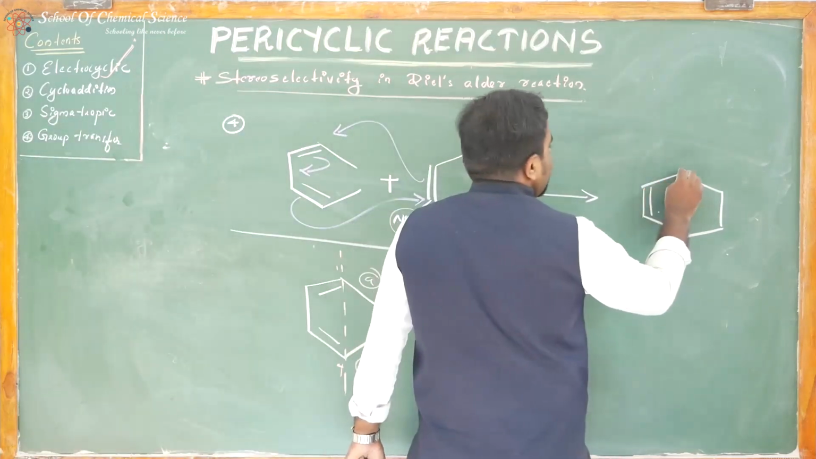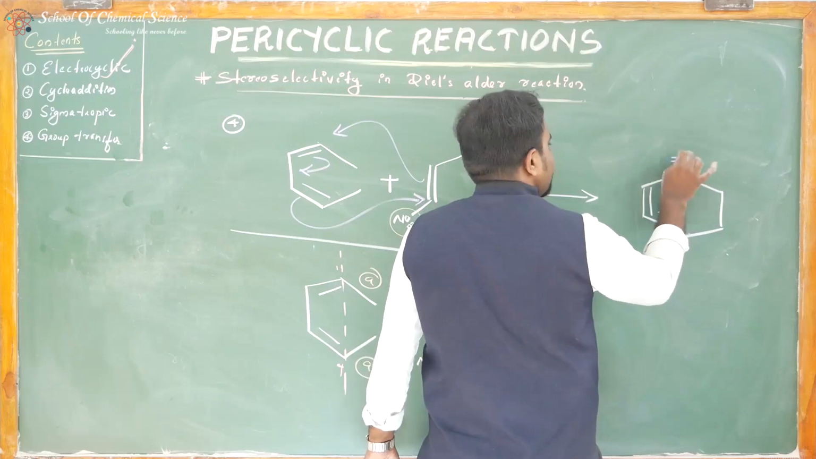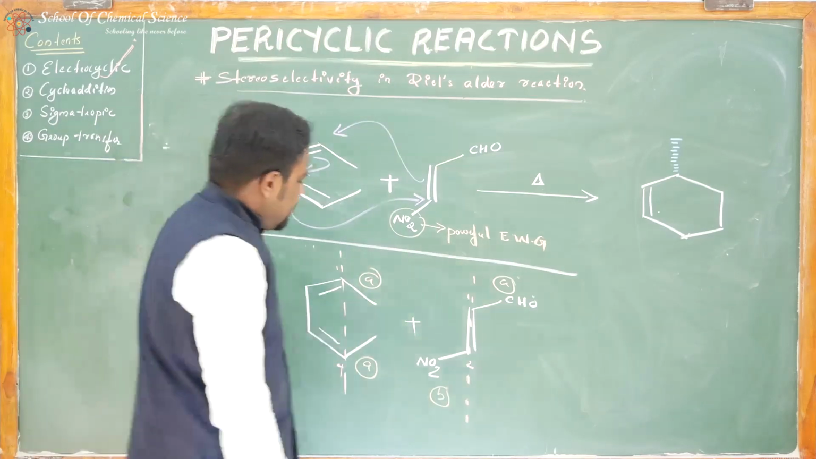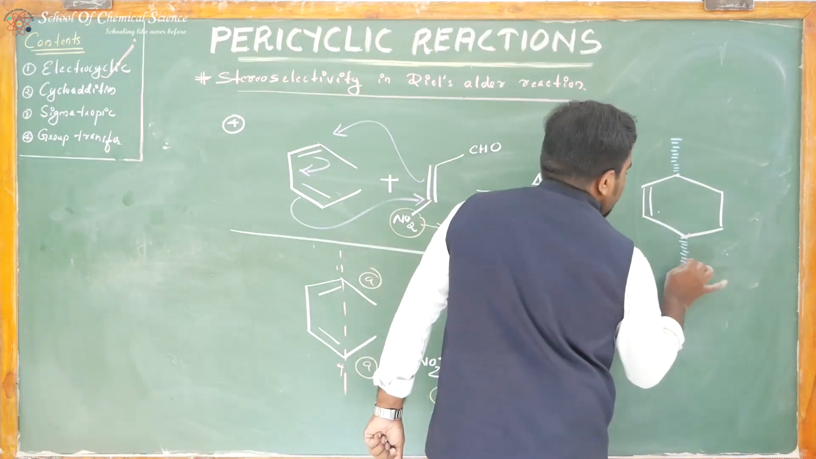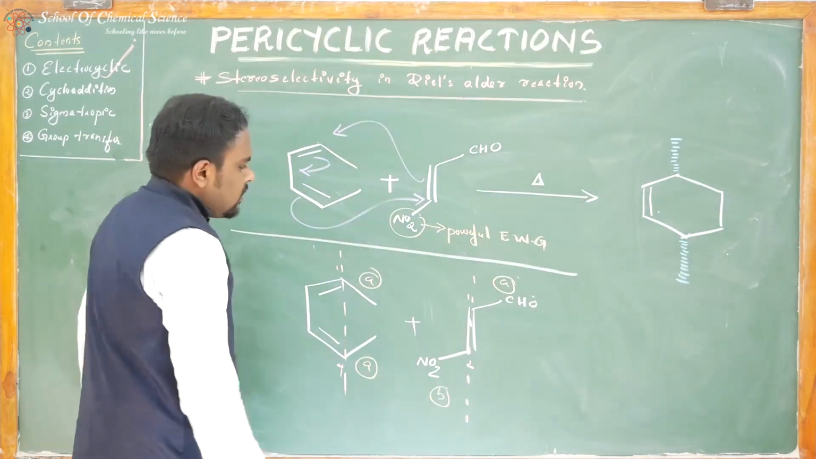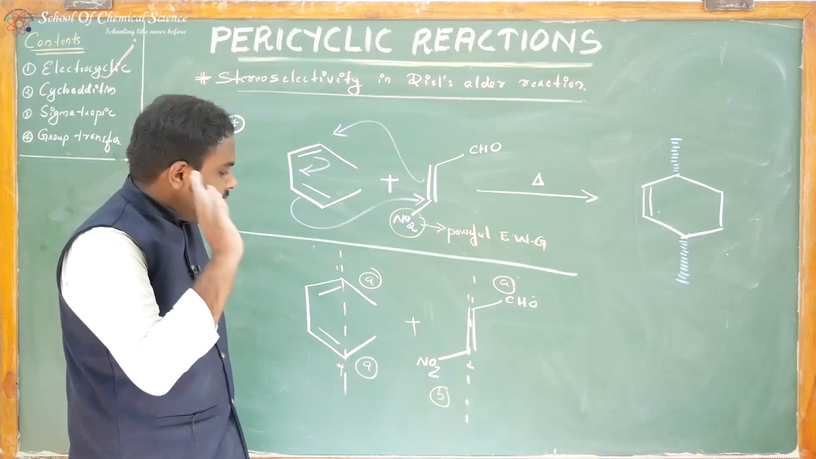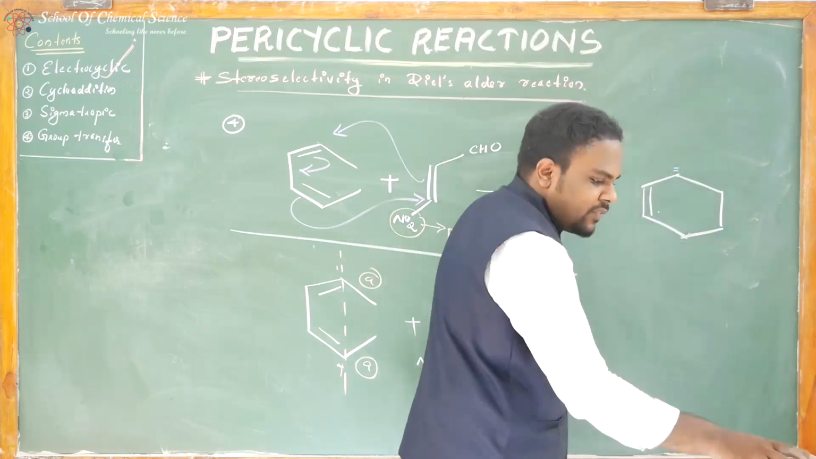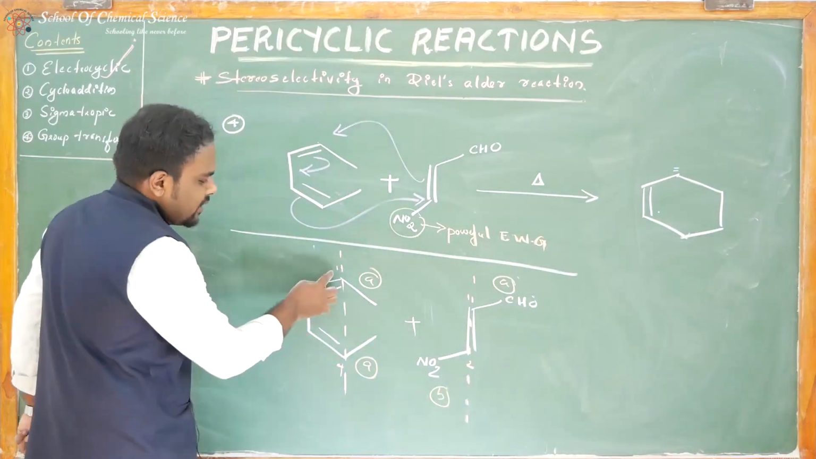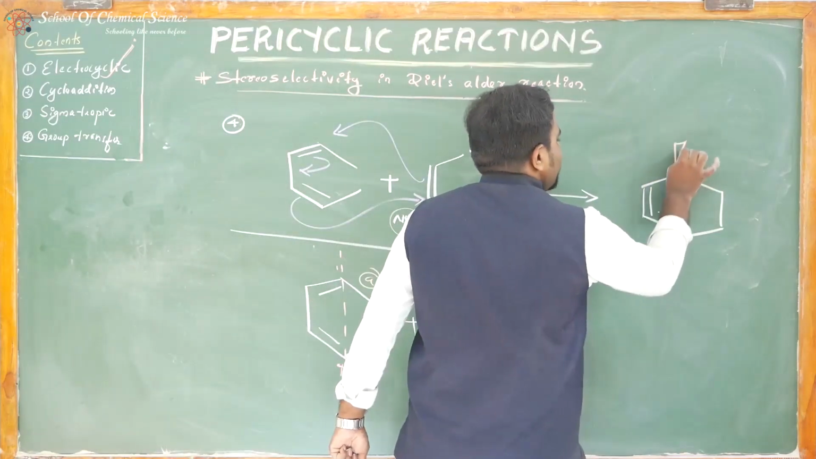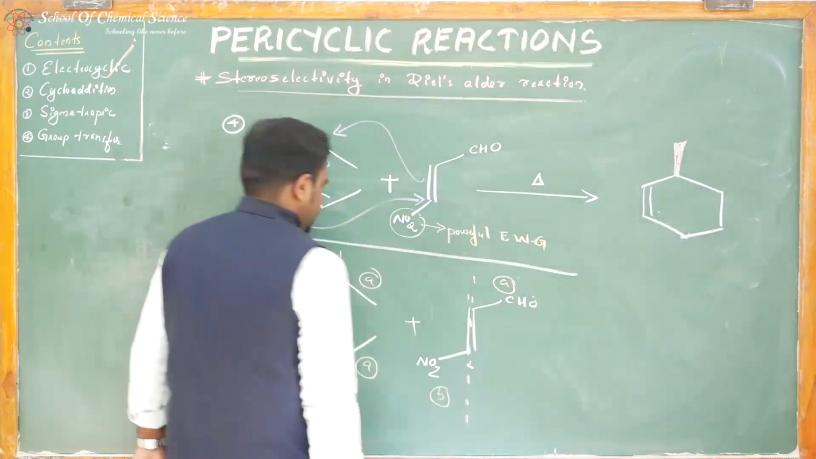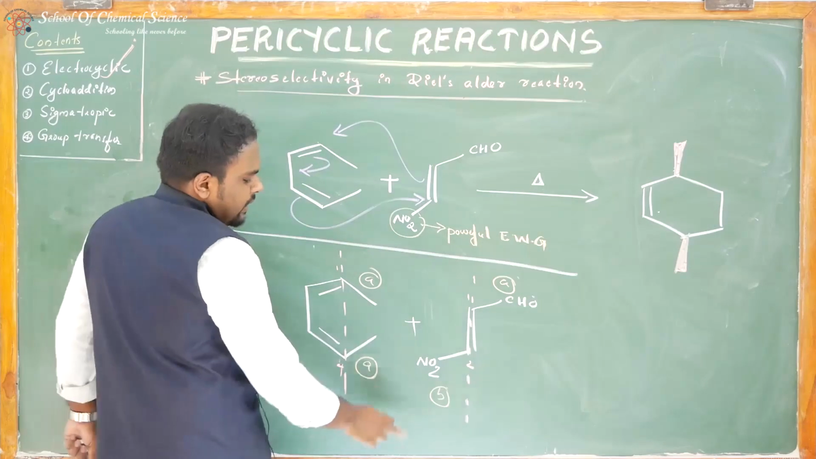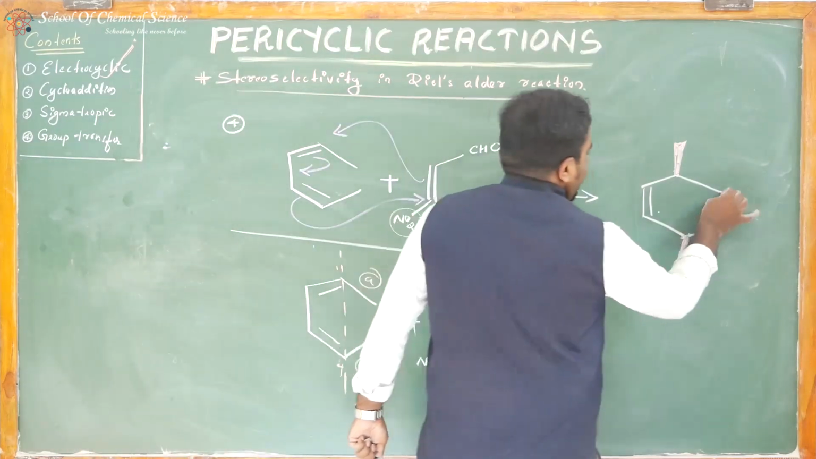First methyl group above the plane. Above the plane can be represented in this fashion also. Second methyl group is also above the plane. Solid or dash wedges, that stereochemistry is relative. In order to avoid the confusion, we can follow one notation. First CH3 is above the plane. Second CH3 is also above the plane. Okay, then this CHO is above the plane.